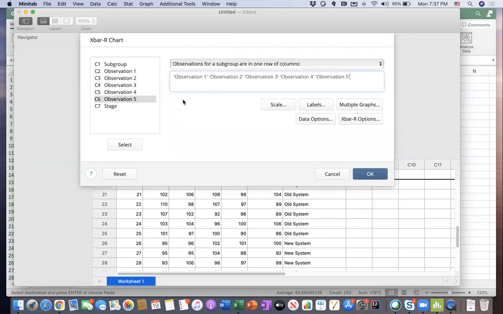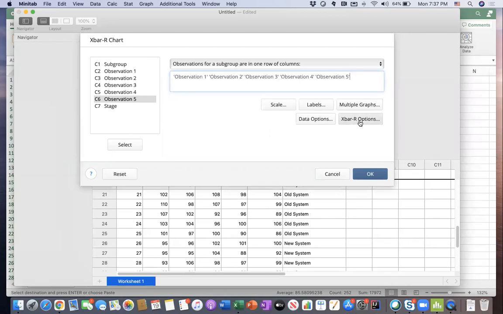Well, remember, the whole purpose of this video is to show you how we tell Minitab which data belongs to the old system and which data belongs to the new system, right? Or new process or old process. That's where we store our data. So we store our data under column C7, under the stage column. But where do we enter this information in Minitab?